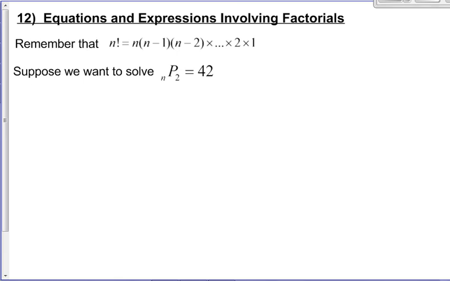Lastly, we're going to look at equations and expressions that involve factorials. The thing to remember here is that n factorial means n times 1 less times 1 less than that, and so on, all the way down to 3 times 2 times 1. So if I want to solve nP2 equals 42, one thing I might want to recall is the nPr formula. And that's n factorial over n minus r factorial.